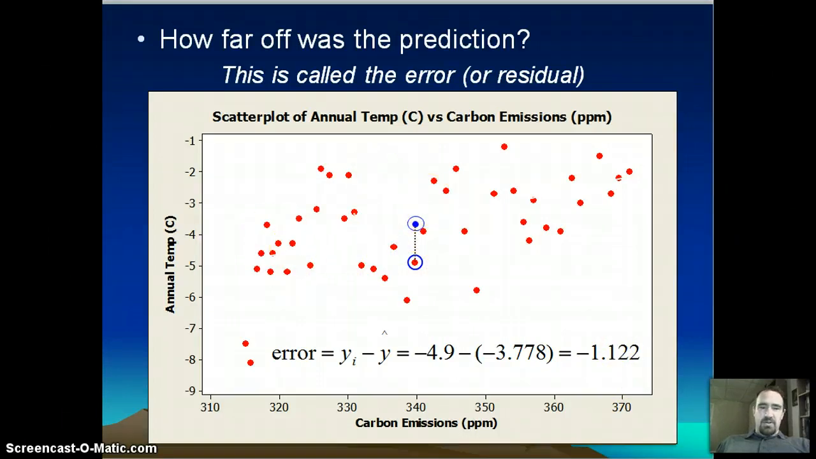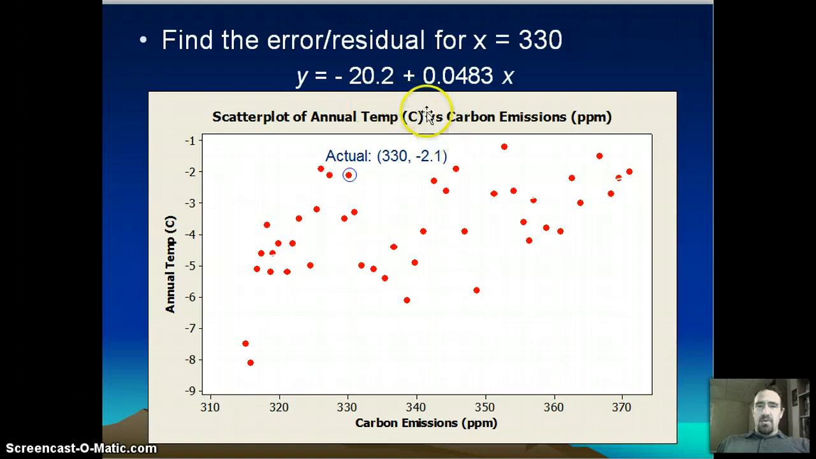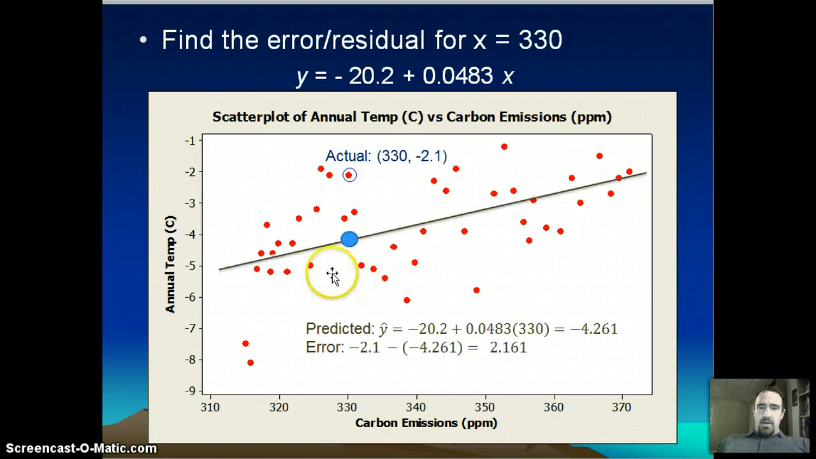Can you try one for yourself? Let's say we want to find the error residual when carbon emissions was 330. Try it out. See if you can find the prediction. Here's the actual, and we'll take a look at the error in a moment. Here's the predicted. If we plug in 330, we get negative 4.261. So if we subtract, the actual, negative 2.1, minus our predicted, negative 4.261, we get a positive error, 2.161.